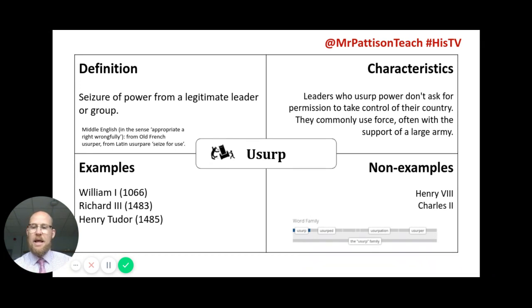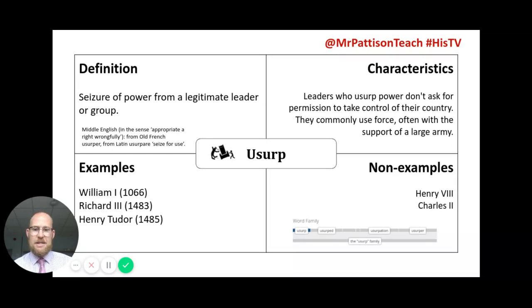Similarly, Charles II is invited to return as the monarchy is restored. It isn't taking control by force without permission. As the final aspect that I've brought in there, which may be something you want to consider, is word family.